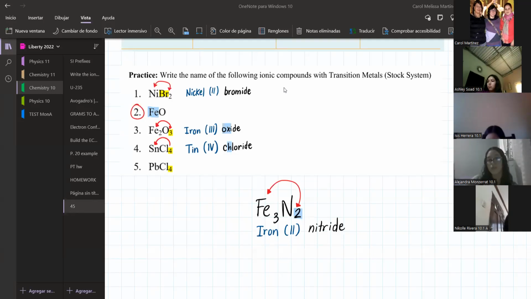Now, is lead a transition metal with multiple charges? Yes. So I'm going to notice the subscript. The subscript indicates that it's 4. So I know that in this case it's going to be lead 4. Remember that we indicate the charge, we don't indicate the subscript. So this is going to be lead 4. And again, chloride.